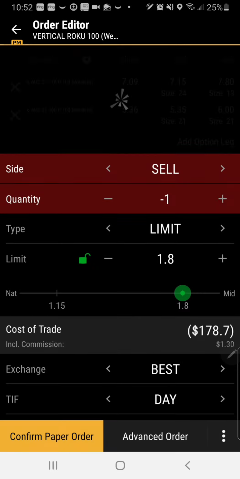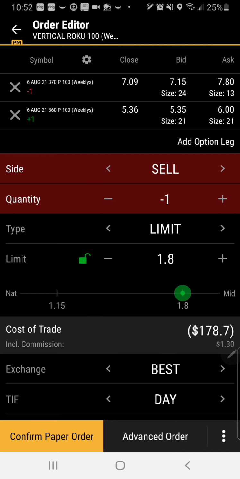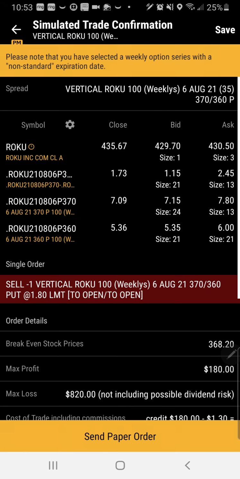So let's go to the next screen. The most it could be worth is $1,000. What we would collect is $180. Remember, you got to take off the 65 cents, but we got 2 contracts, so 65 cents times 2, you get $1.30. Confirm the order.